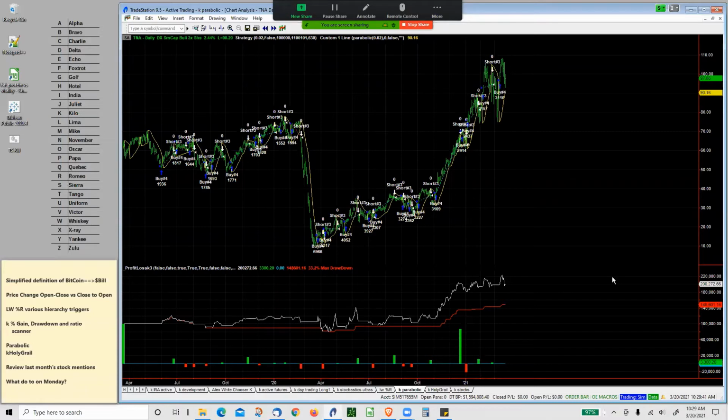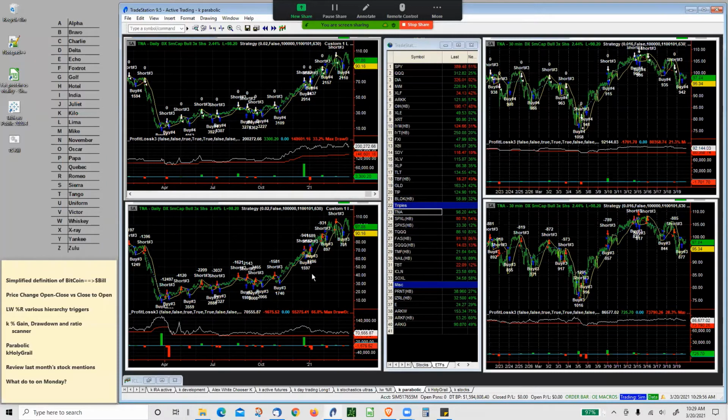Ralph, if you have any ideas on how to do it short with a good positive expectancy, let me know. Or anybody else have any ideas? All right, so that's basically the parabolic stuff.